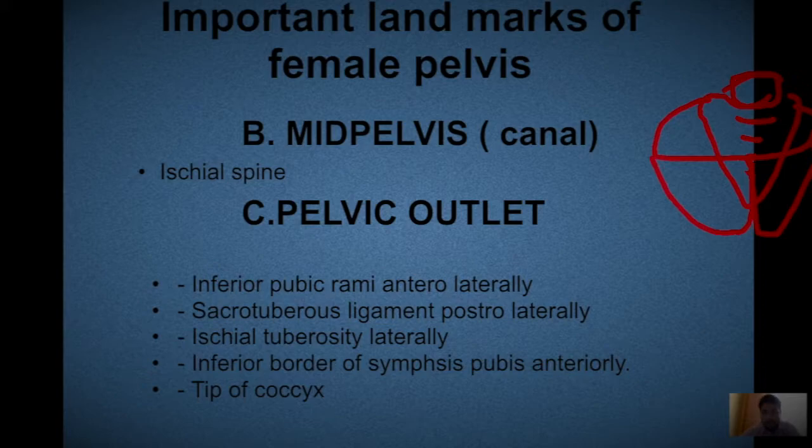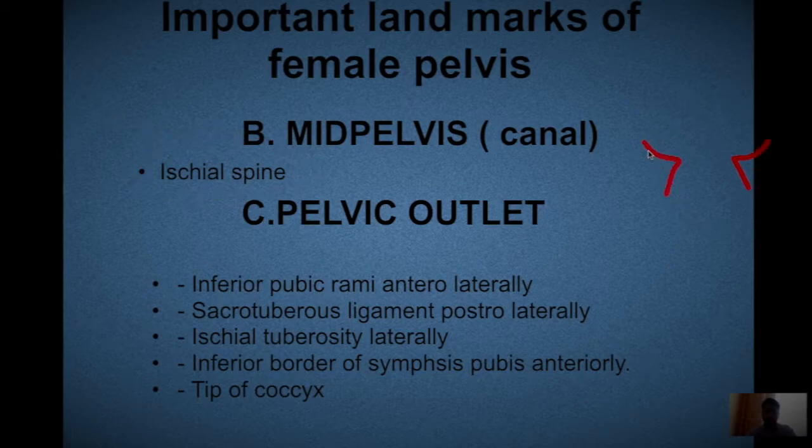So the important landmark of the female pelvis. We have seen the important landmarks on the pelvic inlet or the pelvic brim. Now about the mid pelvis, we should know just a single thing in the mid pelvis, and that is what we call the ischial spine. What exactly is the ischial spine? We have already talked about it. Ischial spine is the projection of ischial bone posteriorly to the ischial tuberosity.